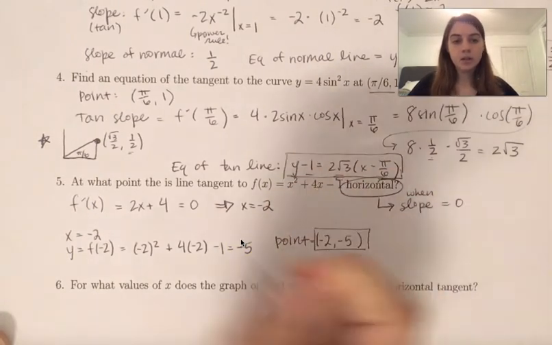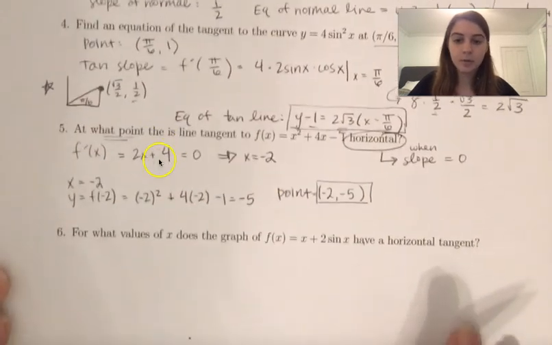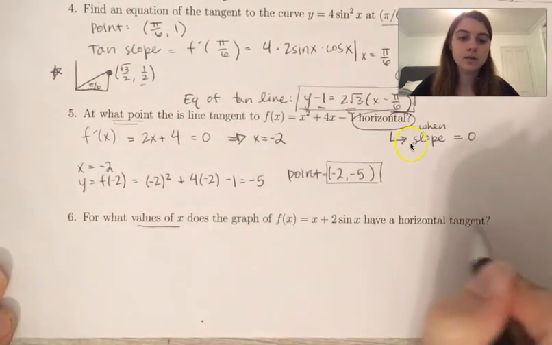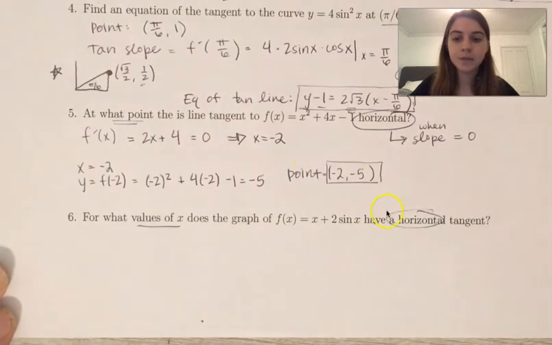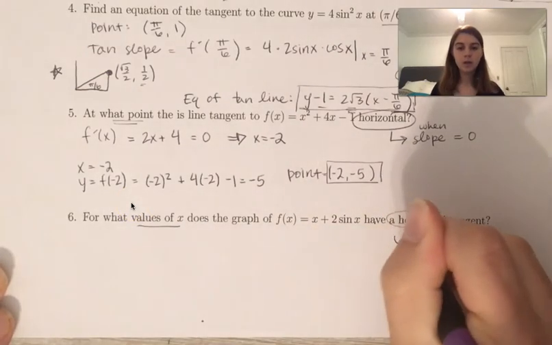And we already know that the slope is 0, but this one's actually not asking for an equation, it's just asking for the point. What point is the line horizontal? What point is the derivative 0? So there's our point. And this one's also asking for a horizontal tangent line, but it's just looking for values of x. It's not even looking for the whole point.